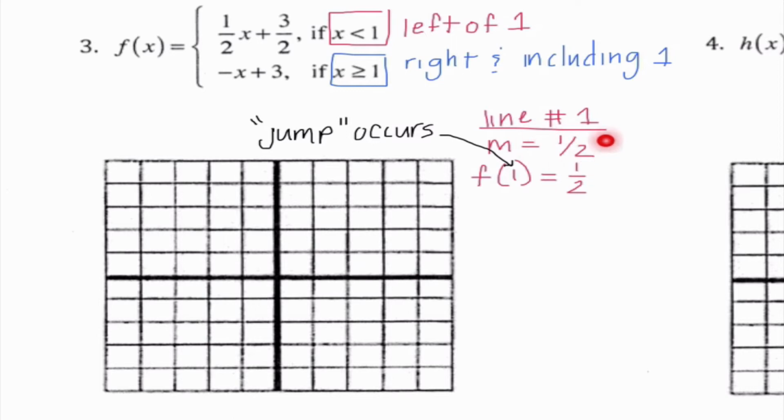Now, a slope of 1/2, often that means we'd go up 1 and over 2, but we need to remember this is to the left. So instead of going up 1 and to the right 2, I can also go down 1 and to the left 2.